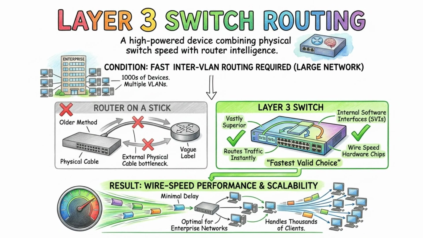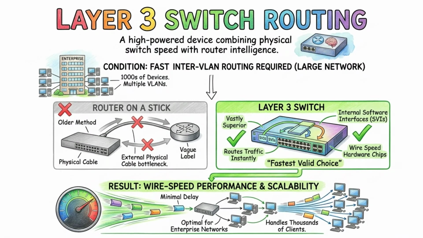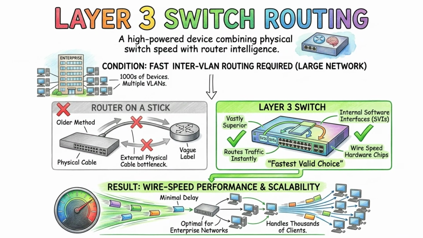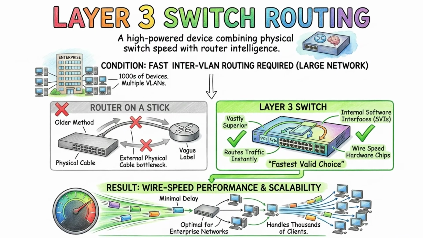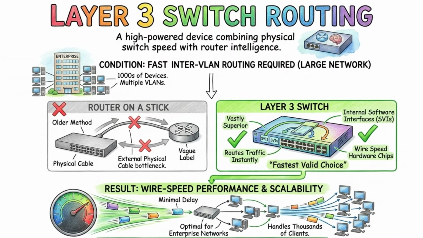This internal routing happens at wire speed using specialized hardware chips, making it vastly superior for large office buildings with thousands of communicating computers. The exam will definitely expect you to know that Layer 3 switches provide the fastest possible inter-VLAN routing.